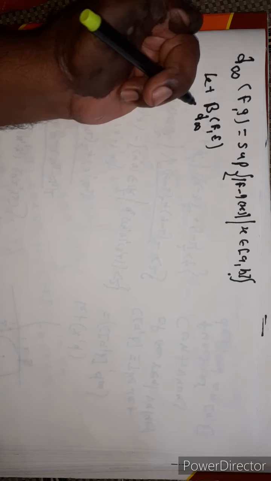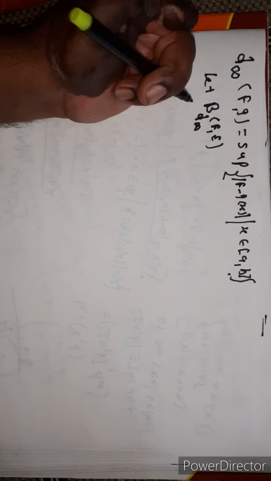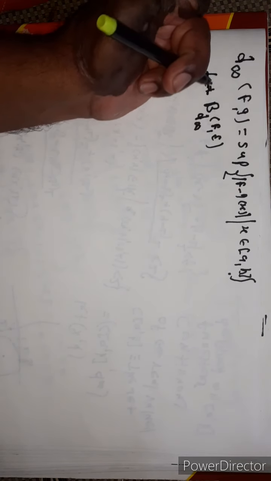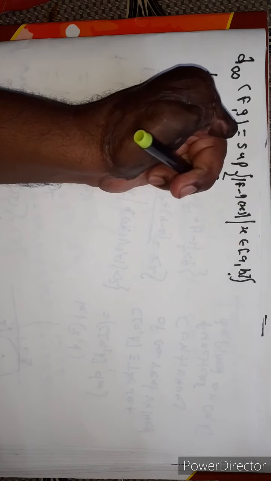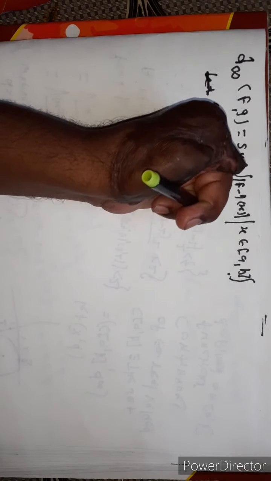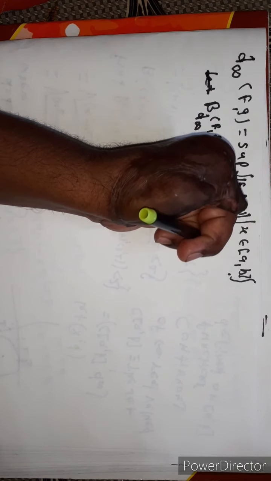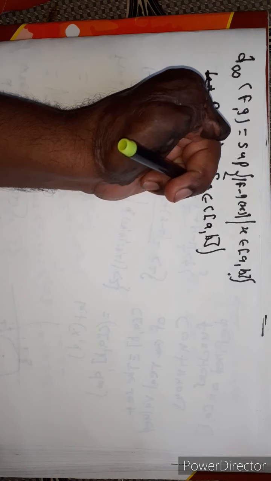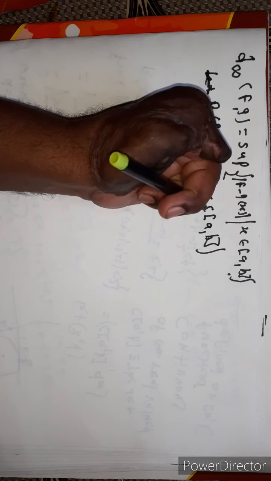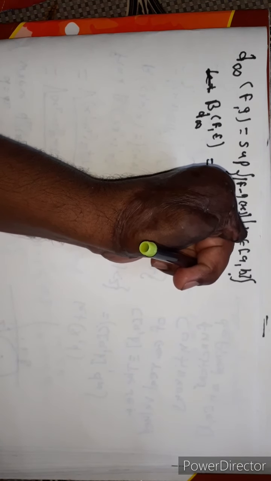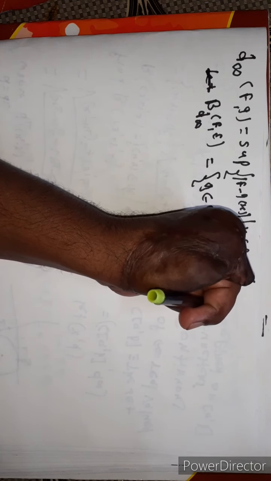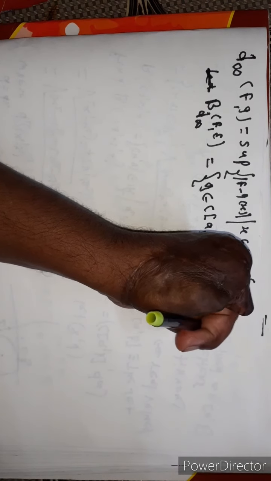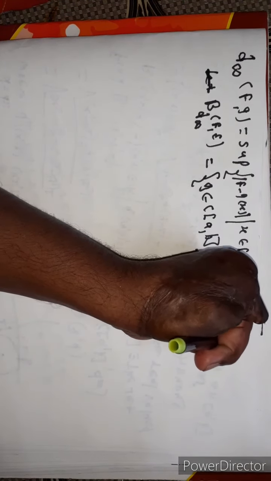Radius epsilon. Therefore, B_d∞(f, epsilon) is the set of g belonging to C[a,b], the set of continuous functions on the closed interval [a,b], such that the supremum of the set |f(x) minus g(x)| is less than epsilon.